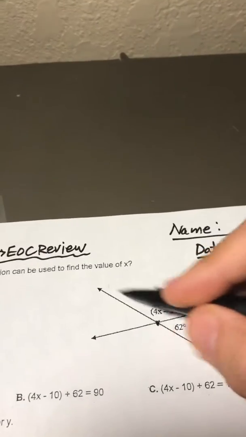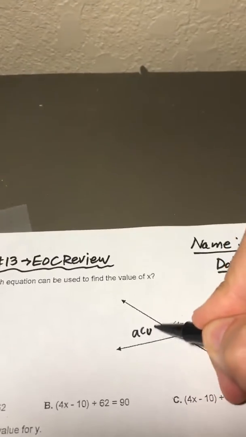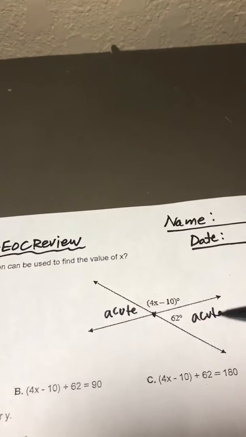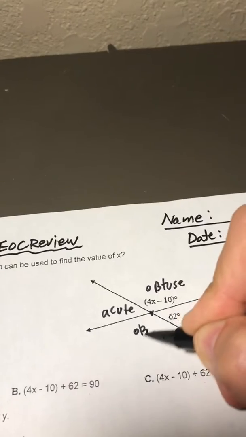So as I look at this, it looks like two lines are intersecting, which means they meet in a point. And I also notice that four angles are created. There's an acute angle and an obtuse angle, meaning bigger than 90.